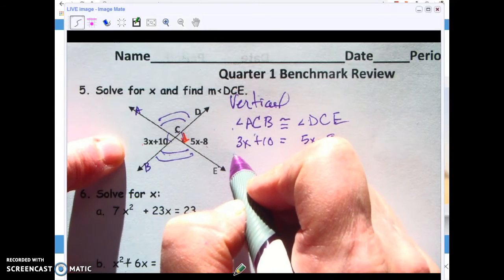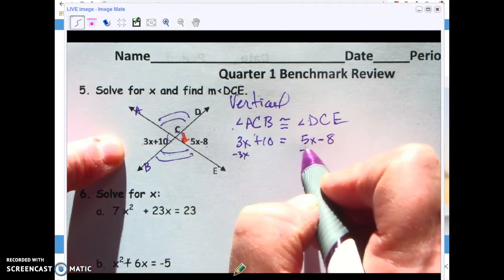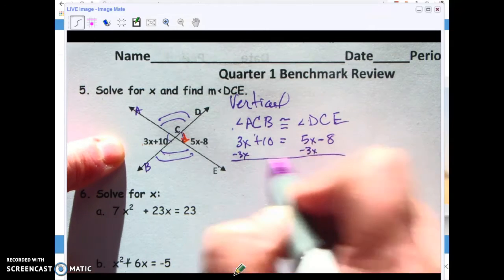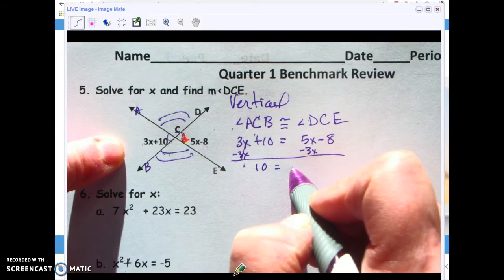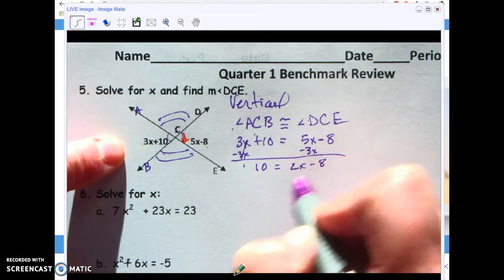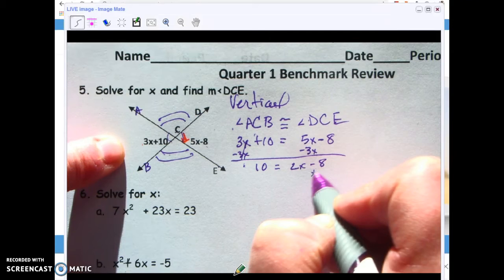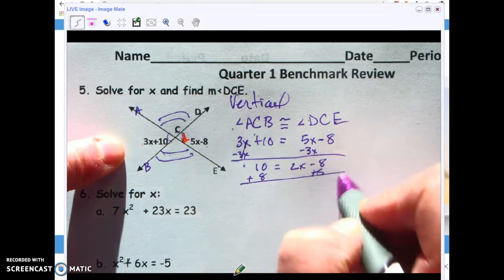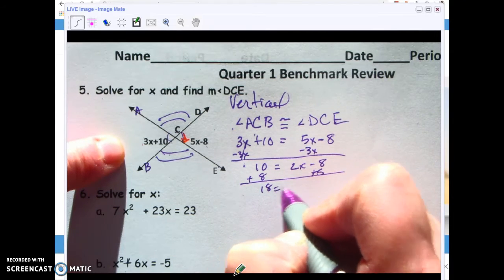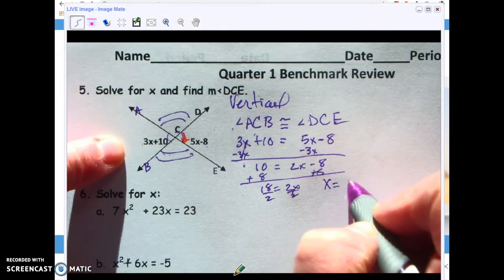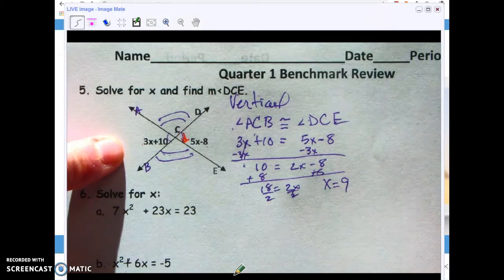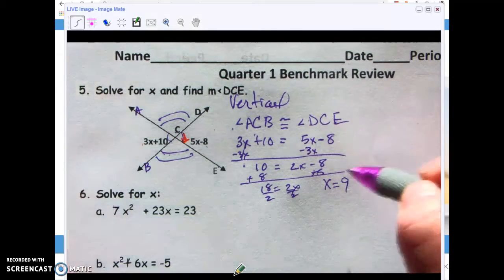And then I'm going to solve. So I'm going to subtract 3x from both sides. And that gives me 0 there. 10 equals 2x minus 8. And then I'm going to add the 8 to both sides. And I've got 18 equals 2x. Divide out the 2. X equaled 9. Okay, so that's just basic algebra there.